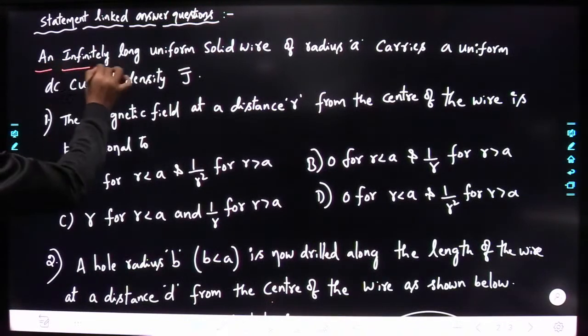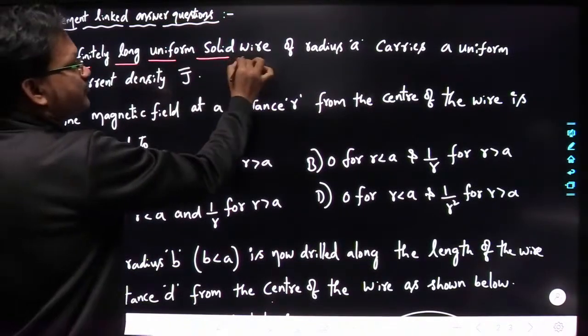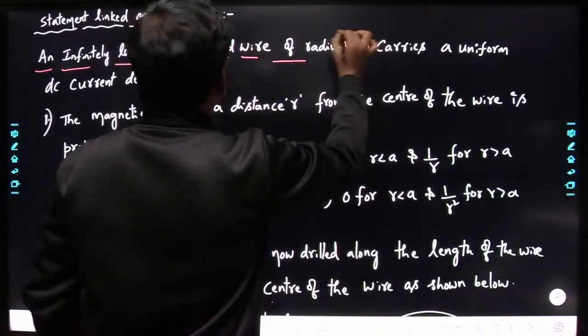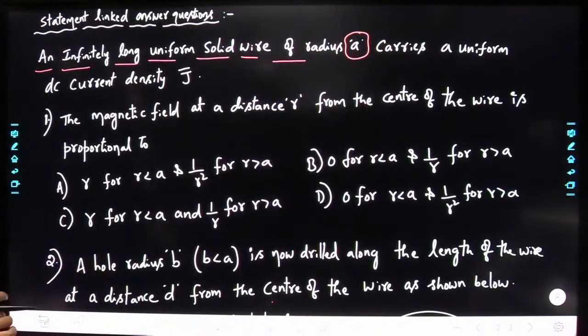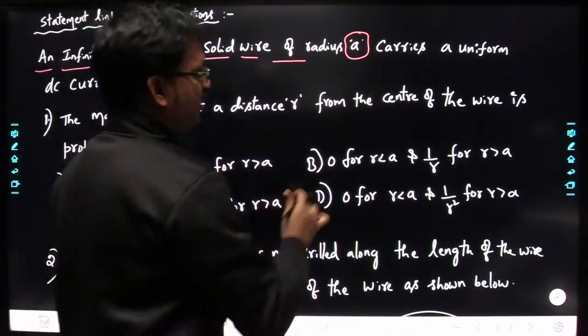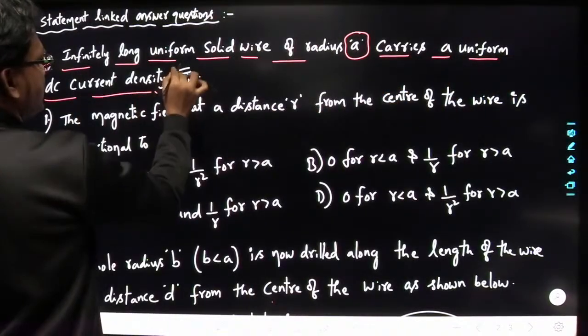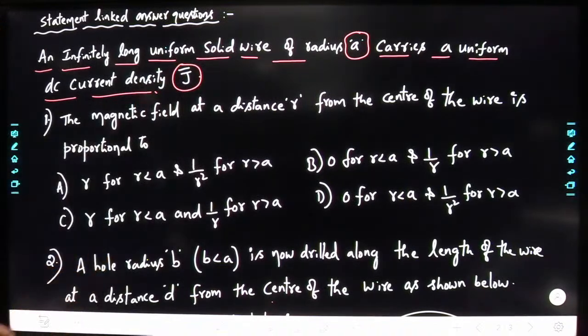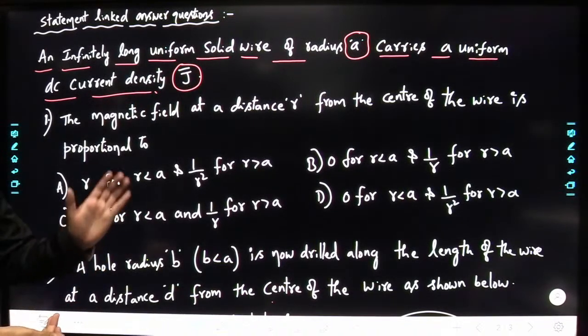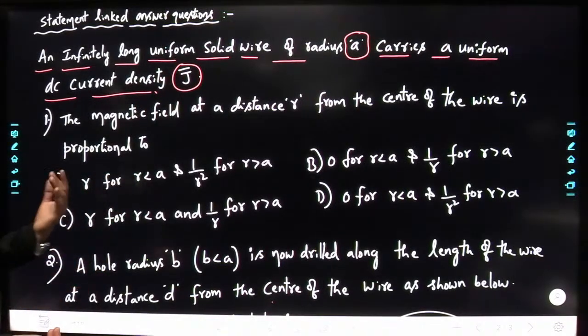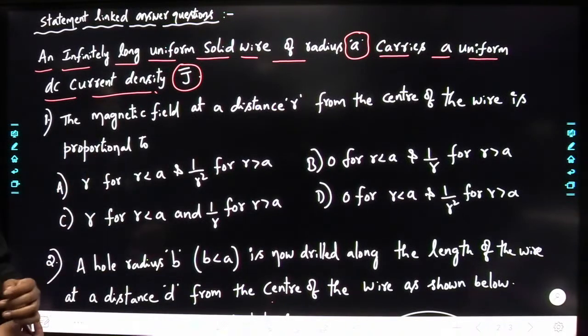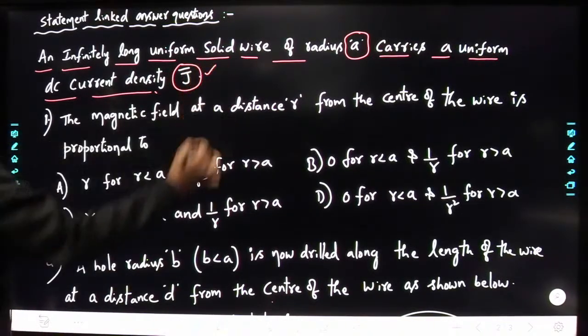An infinitely long uniform solid wire of radius A carries a uniform DC current density, that is Z bar.